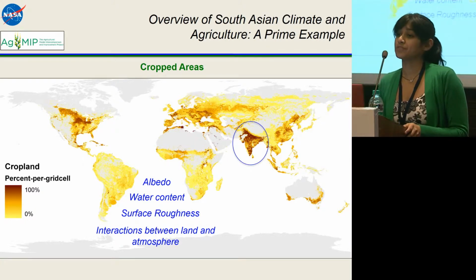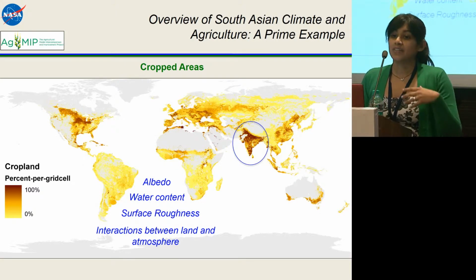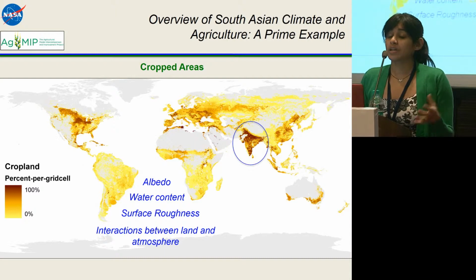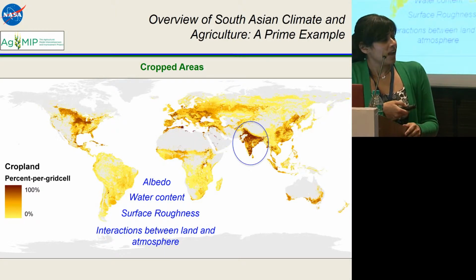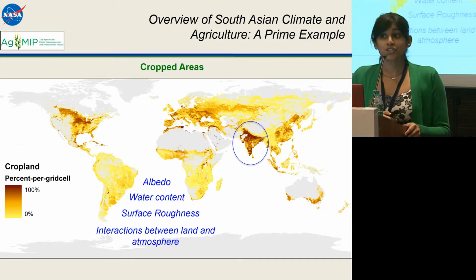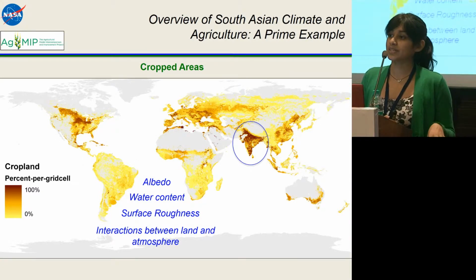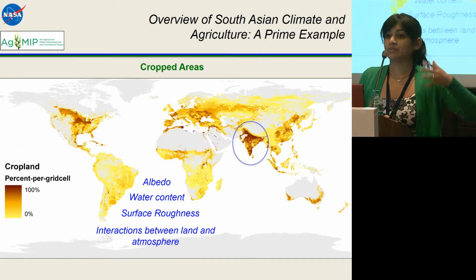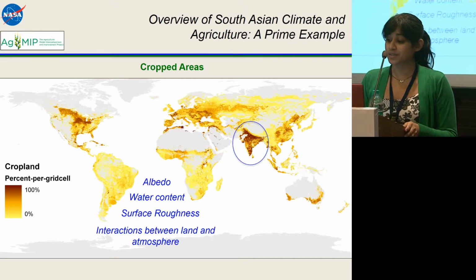We're also interested in surface roughness. If we supplant a forest with an agricultural field, that's going to change the local circulation systems, perhaps even the microclimates of these regions, and that's something we have to be concerned about. And the last thing, sort of as a catch-all, we're interested in the interactions between the land surface and the overlying atmosphere, the exchanges of heat and moisture and energy that result when you go from natural to agricultural systems.